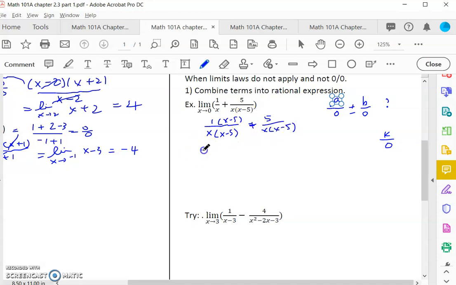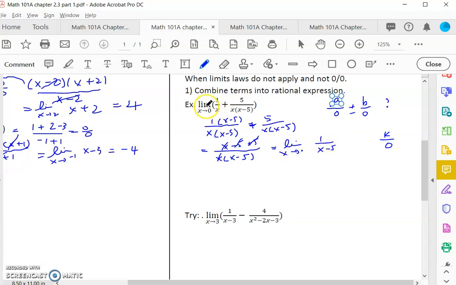And then if we add them, this would become x minus 5, 1 times x minus 5 plus 5 over the common denominator. And you can see immediately this cancels, and then we have x over x minus 5. This can now cancel because this is a product. And now we have only one term. So I can change this limit into the limit as x approaches 0 of 1 over x minus 5 only.